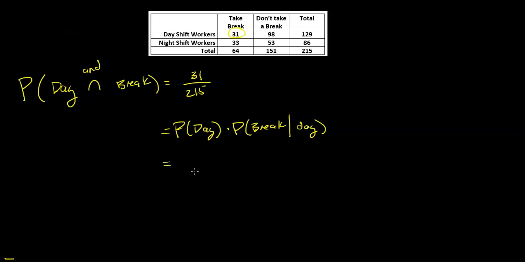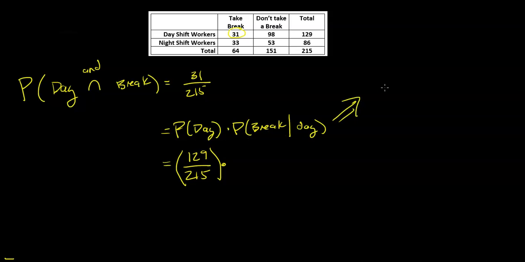So if I'm going to do this, let me walk through it and show you. The probability that you are on the day shift is, well, day shift, there's 129 workers out of 215 workers. Okay, so got that part down. Put it in parentheses. And then now I got to multiply it by the probability that you take a break given you're on the day shift. Well, that's a formula itself. The formula for conditional probability, let me kind of come to the side here.